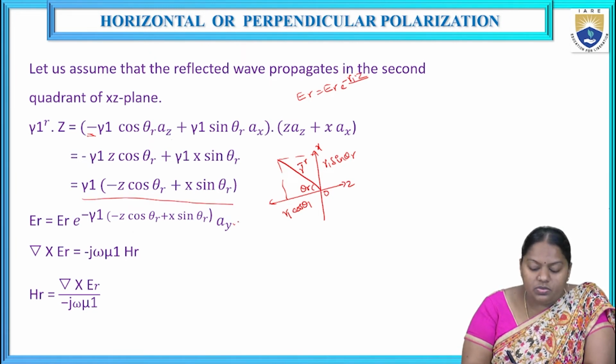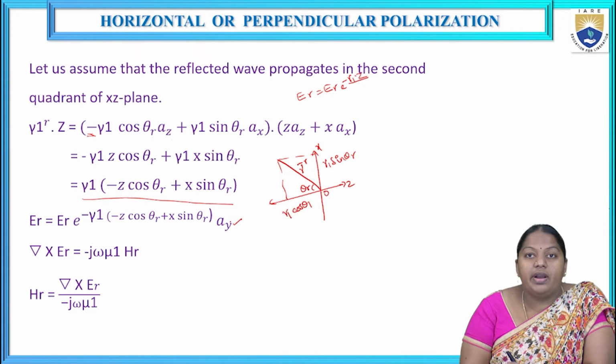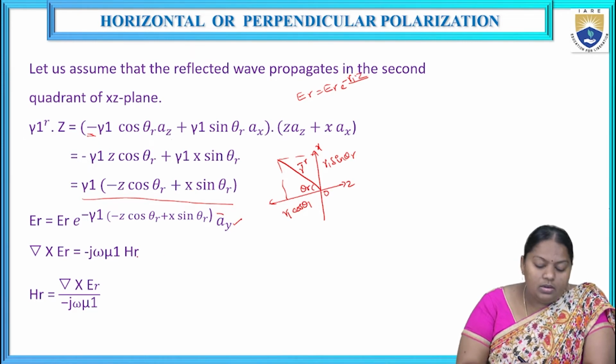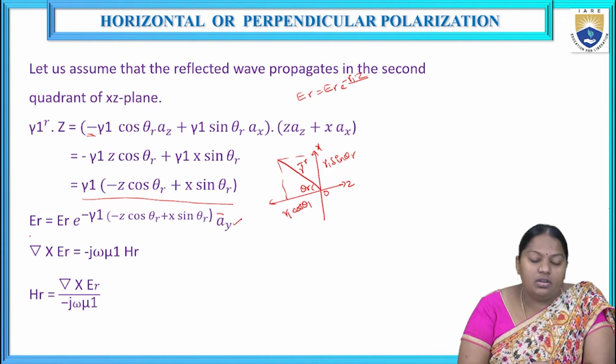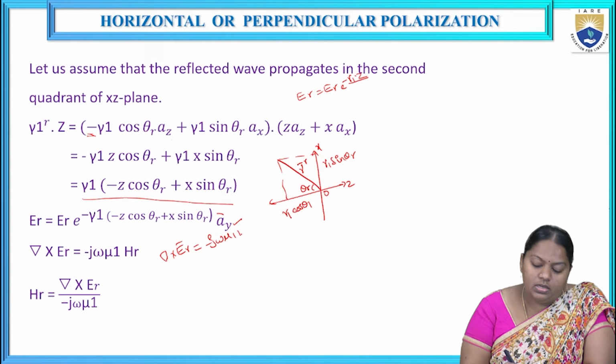And the unit vector, as we know that the xz plane means the y direction, hence ay. Okay. Then to write the equation for HR, we are again considering Maxwell's equation from Faraday's law, that is del cross ER bar equal to minus j omega mu 1 HR bar. Why? Because what is the formula? Del cross E bar equal to minus dou B bar by dou t.